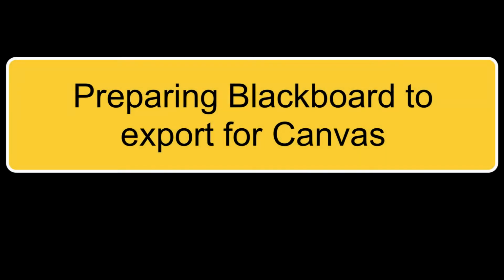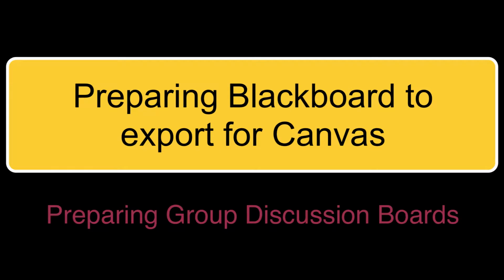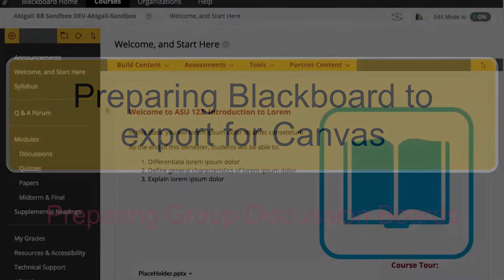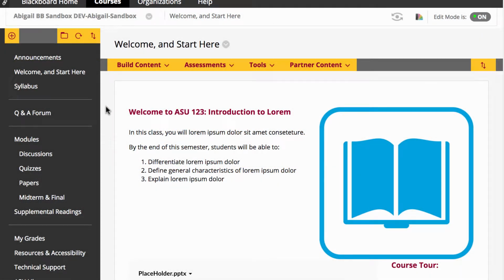Canvas does let you import groups from Blackboard, but it sort of messes some things up. It might be better to build your groups from scratch, but you can still import your discussion boards for use in groups. You just need to prepare them a little bit first. But let's go ahead and look at what happens when we import Blackboard groups into Canvas. Specifically, let's look at the discussion boards.